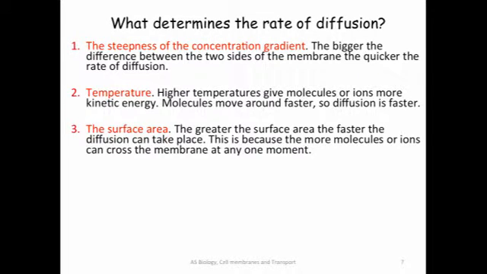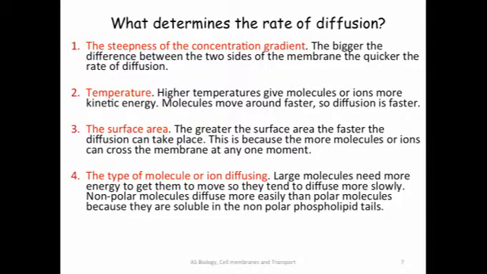Surface area. The greater the surface area, the faster the diffusion can take place. In other words, there's a larger area for things to move, so they can get there. The type of molecule or the ion that's diffusing also plays a role in the rate of diffusion. Large molecules need more energy, so they tend to take a long time to diffuse. Nonpolar molecules diffuse more easily than polar molecules because they are soluble in the nonpolar phospholipid tails.